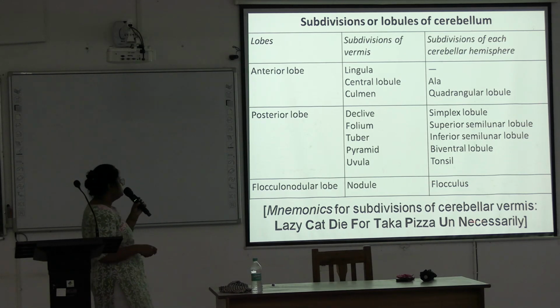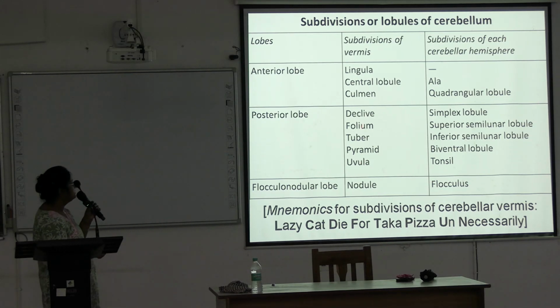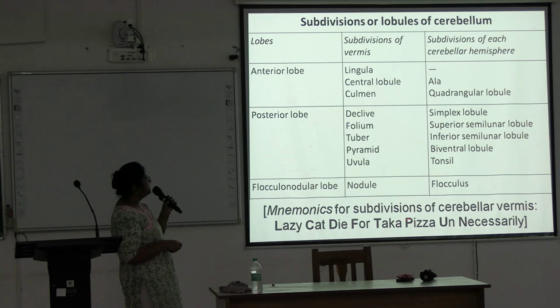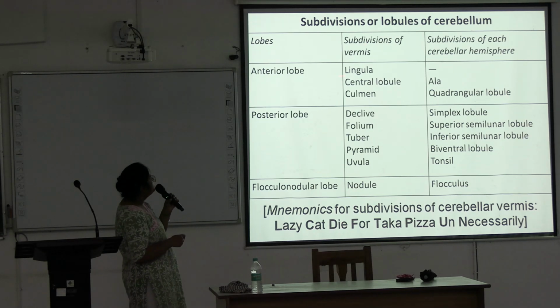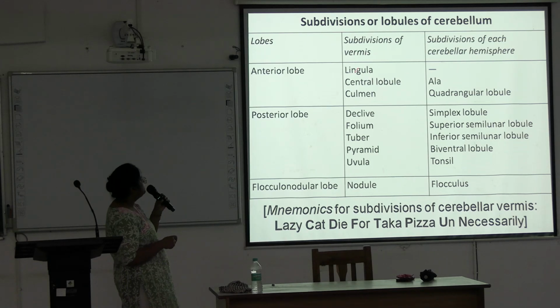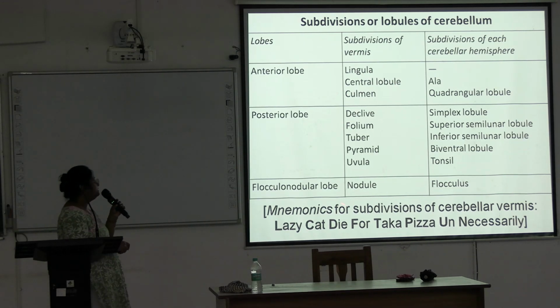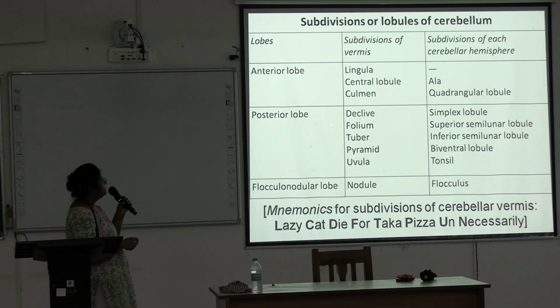Okay. And so you can remember this subdivision of the vermis from this mnemonic. Okay. Lazy cat, die for, taka pizza unnecessarily. So the first letters we are using: L is lingula, C is central lobule and culmen, then D is declive, F is folium, T is tuber, P is pyramid, U is uvula and N is nodule.